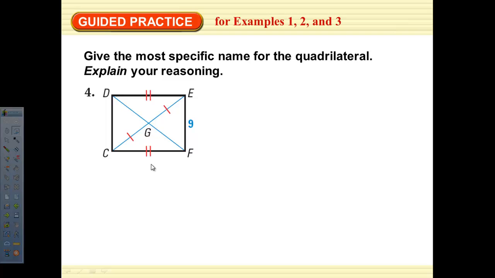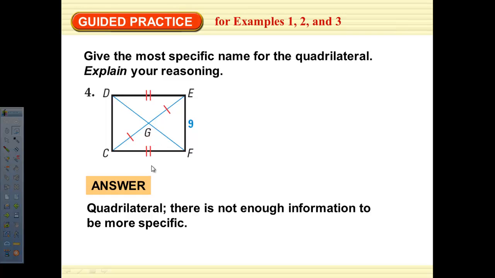And here's another one. We know one set of sides is congruent. We know one diagonal is bisected, and we have the length of one side. We really don't have that much information. So in this case, all we could state is that it's a quadrilateral. It's not a parallelogram because there's not enough information. We don't know if it's a kite, and we don't know if it's a trapezoid. So quadrilateral is the best we can do.